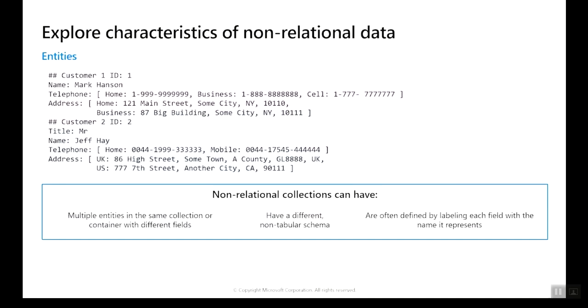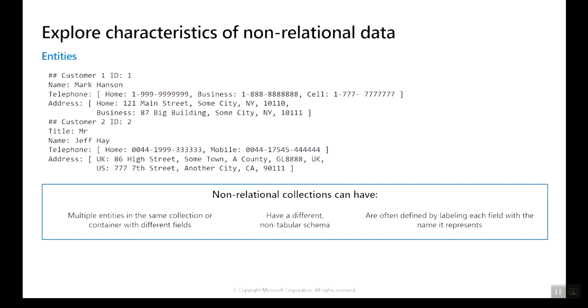If we take a look at this example here, the fields are prefixed with a name, and some fields might actually have multiple subfields. For example, if we have a look at telephone, we can have a home telephone, a business telephone, a cell telephone. These multiple subfields are denoted by enclosing them between square brackets. And so if we wanted to add a new customer to this non-relational data store, it's a matter of inserting an entity with its fields labeled in some meaningful way.